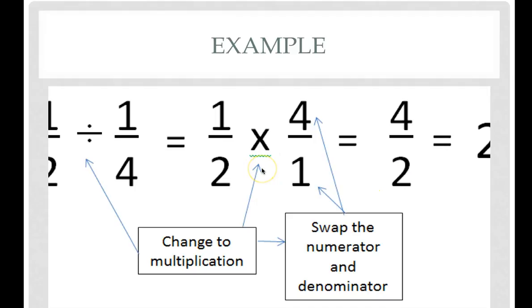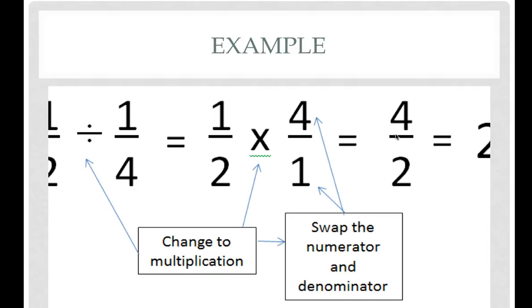This example didn't show up very good, but I'll explain it anyway. Your first fraction is 1/2, and it shows that you divide it by 1/4. So your division, you're going to change that to multiplication, as you see in the middle right here. And then you're going to swap your numerator and your denominator. So instead of it being 1/4, you're going to put it as 4/1. Then you would just multiply that like normal. 1 times 4 is 4, and 2 times 1 is 2, which is 4/2. And then as you know, that simplifies to just the number 2.